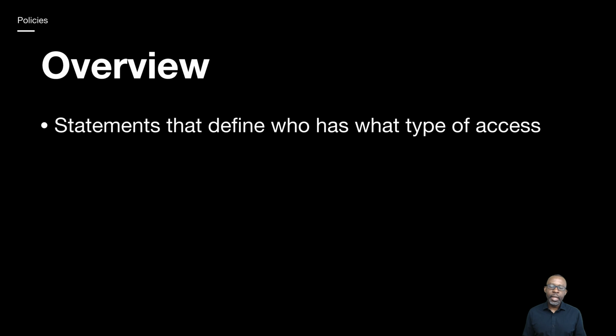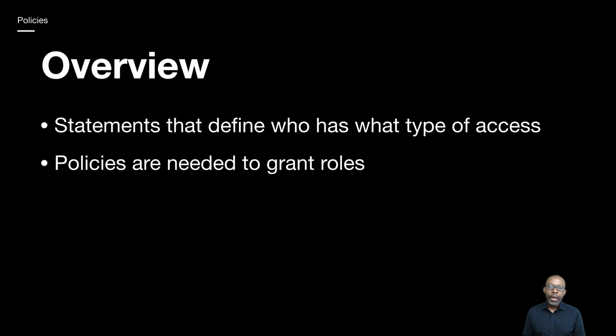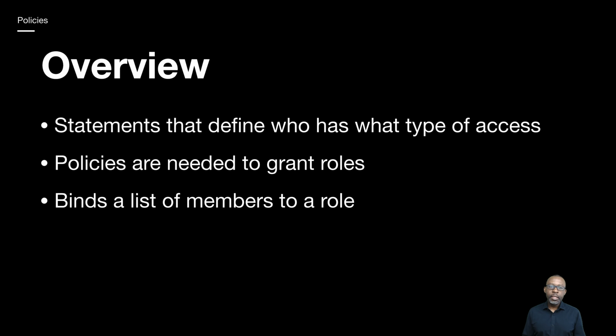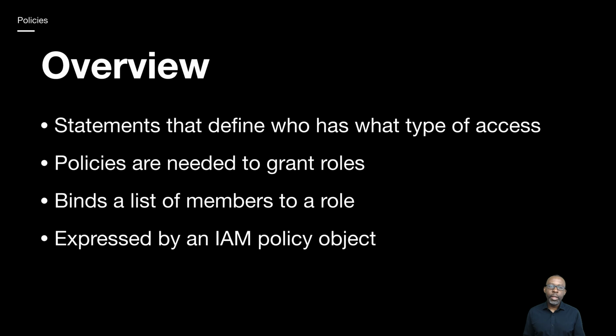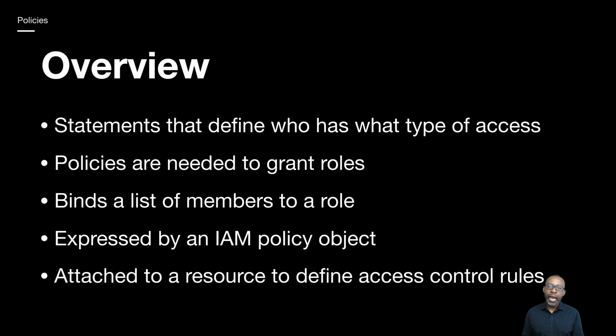Policies are statements that enable us to define the type of access members have on cloud resources. And on the Google Cloud Platform, policies are required in order to grant roles to members. Simply put, a policy binds a list of members to a role. And on the Google Cloud Platform, policies are expressed using an identity and access management object. And by attaching these identity and access management objects to resources, we're able to define access control constraints.